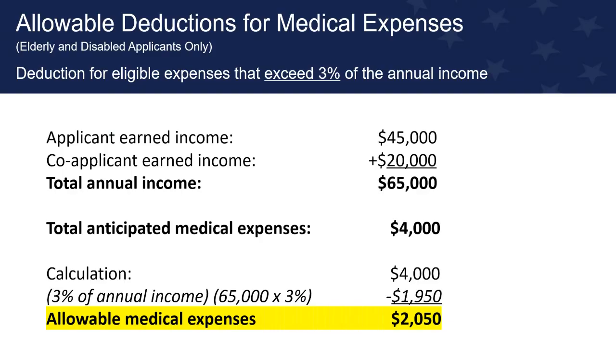Medical expense deductions are permitted exclusively to elderly and disabled applicants only. This deduction does not extend to any other member of the household. And the same calculation applies here for medical expenses. The amount allowed for this deduction is $2,050.